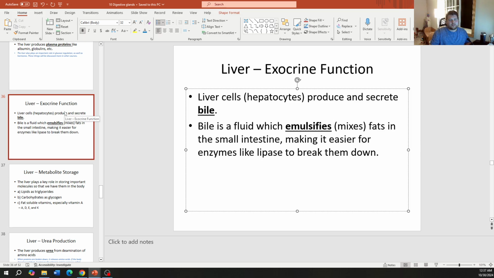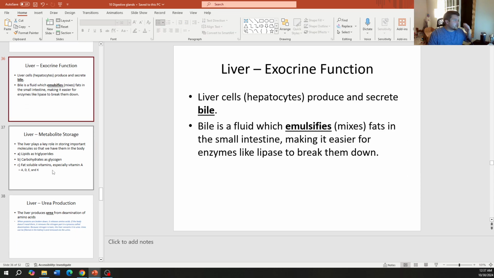Because fats, oftentimes they like to clump together, especially in the mixture that they're in in the stomach. So we need a way to separate and tease them away from each other in order to be able to digest them properly. And that is what bile does.